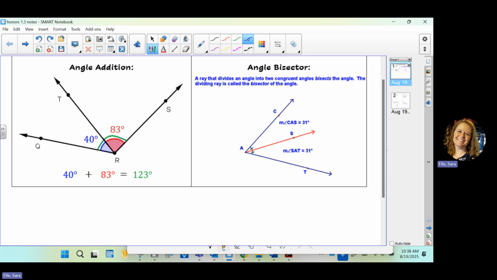Remember? Owen, QRT. No. QRT would be one name. So I could say angle QRT. Okay. Plus.